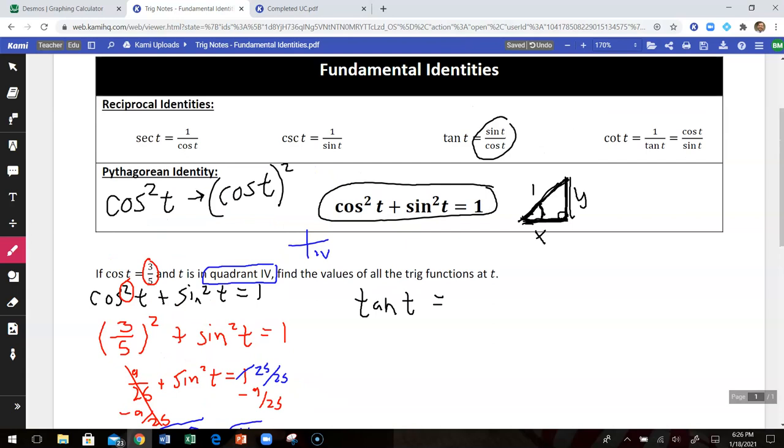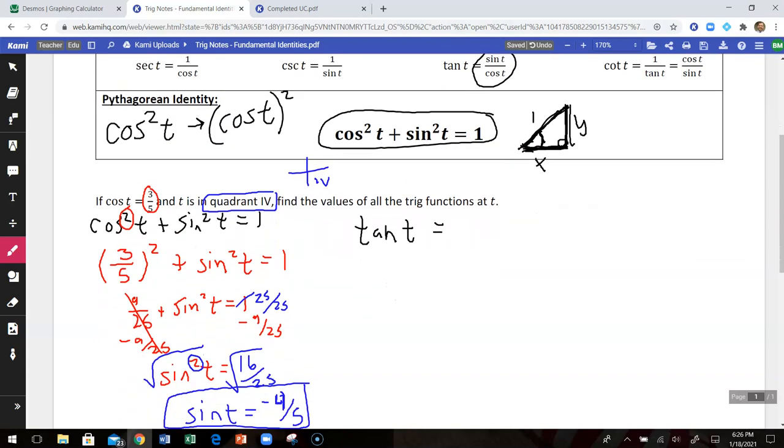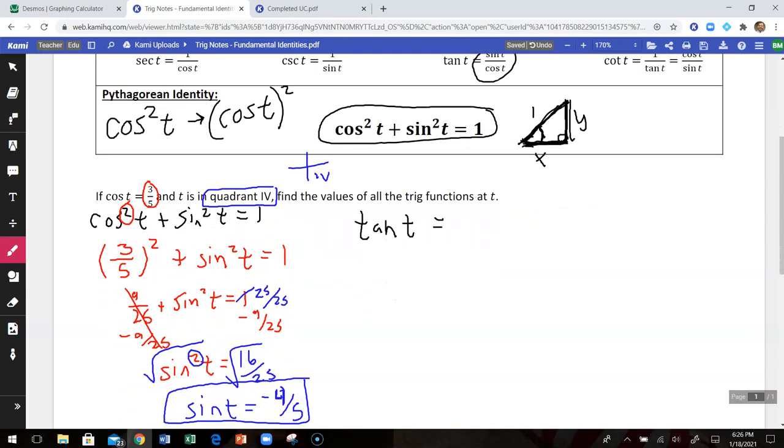Tangent is sine divided by cosine. So I'm going to go ahead and write that. Sine t divided by cosine t. I know that sine is negative 4/5. I know that cosine is positive 3/5. That was given to me.